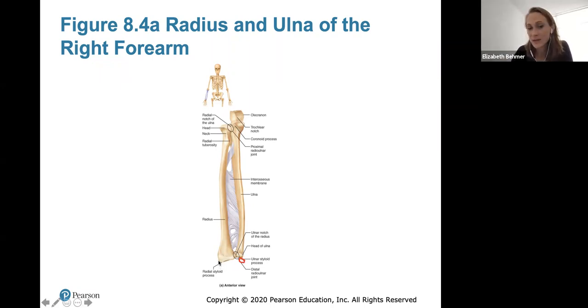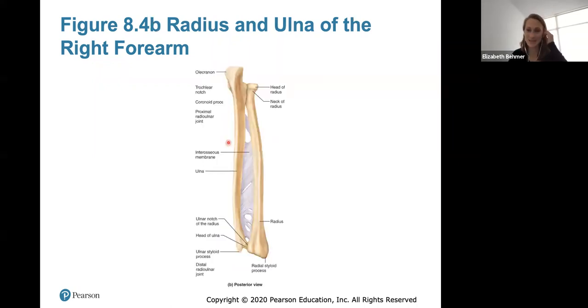There's a styloid process that sticks out on the base of the radius. And then there's a lot going on at the head of the radius, the neck, and then the radial tuberosity is the bump that sticks out on the radius. For your lab exam, you do need to know how to spell these as well. So just practice writing out the names to learn how they're spelled.